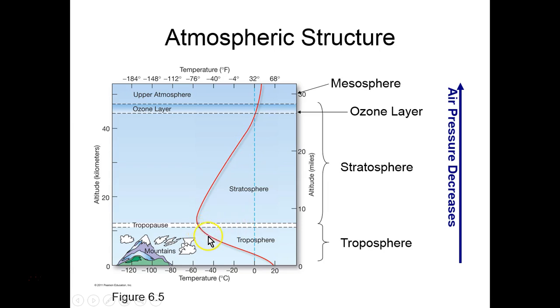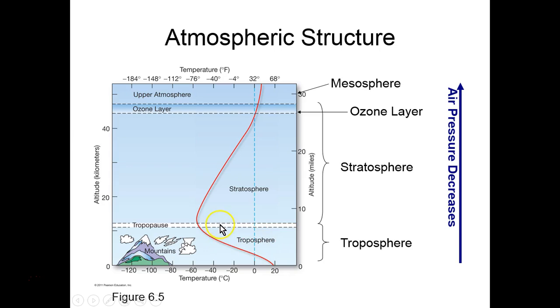So that change, the lowering and then the raising, creates what's called the tropopause. And the tropopause is basically a barrier between the troposphere, which is the layer where we exist, and the stratosphere up here. So as you go from Earth up into our atmosphere, the air pressure decreases.